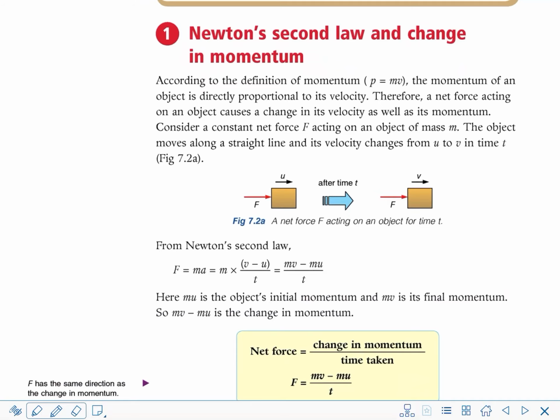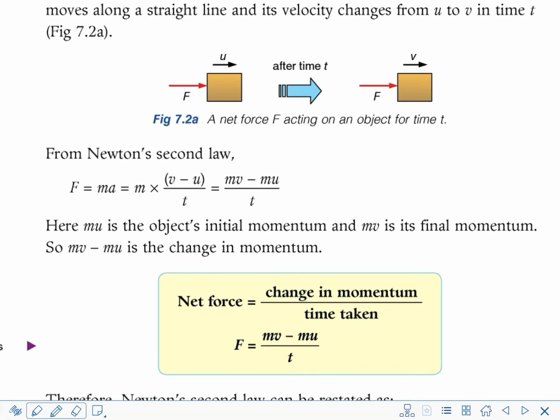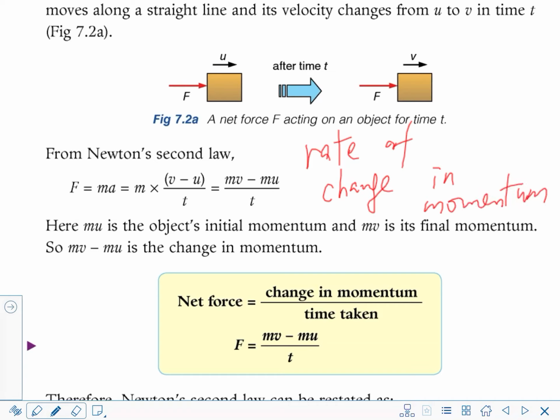Okay, quite important here. We know F equals ma, and a equals (v minus u) over t. So we can have F equals (mv minus mu) over t. That means rate of change in momentum. Now we can say a net force is the rate of change in momentum, and this is a new definition for chapter 7 for net force.